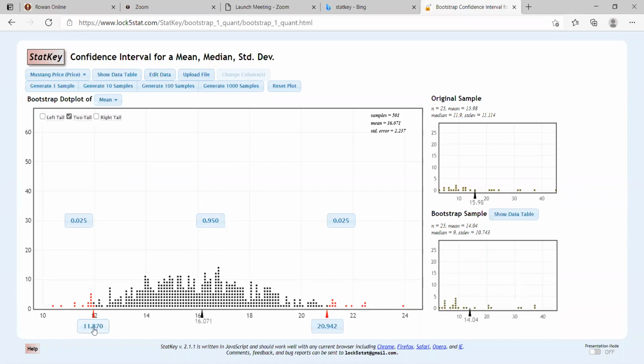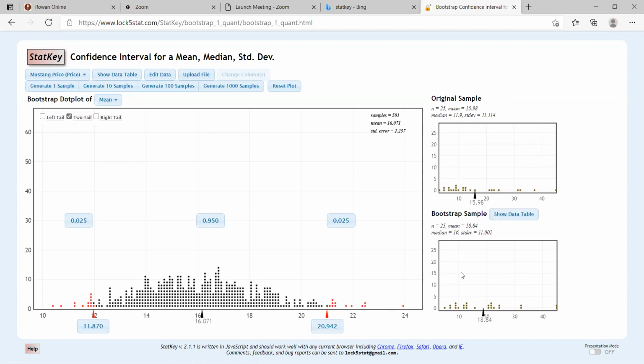And here's the lower limit of the 95% confidence interval. It is 11.87. This represents a car that costs $11,870. Remember, this is in thousands of dollars. The upper part of the interval is 20.942. This is a car that's worth $20,942. All right. And again, they gave you the original sample. This is the original sample up here.